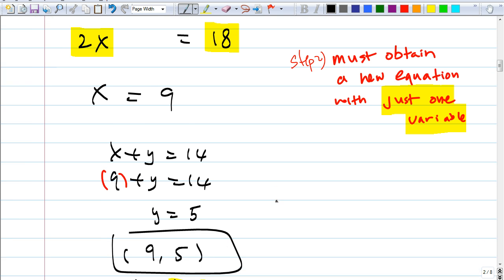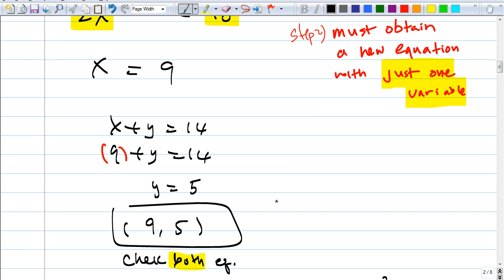9, 5. And of course, when you have time, you must check with both equations, just like the substitution method. Both original equations, right? Because what if you made a mistake when you're changing? So you want to check in both original equations, right? It's very similar to the substitution method. It just makes it a lot easier, I think.